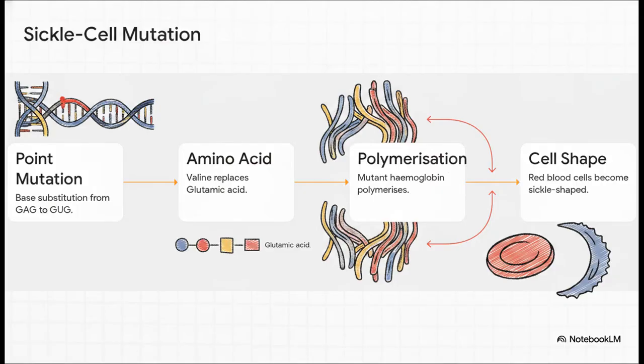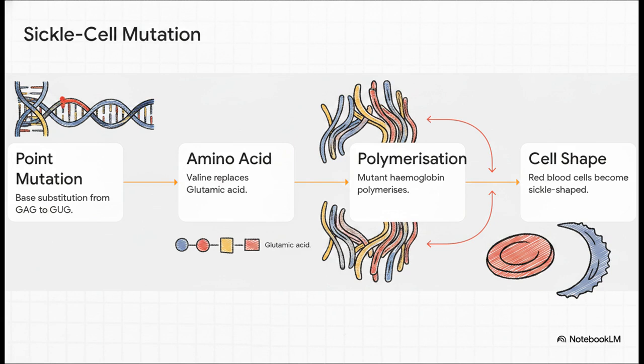It is honestly incredible how tiny this glitch is at the molecular level. Step 1, it all starts with a single base substitution at the 6th codon of the beta-globin gene. Just one letter swapped out, GAG becomes GUG. Step 2, that single typo swaps out one amino acid building block, replacing glutamic acid with valine at the 6th position of the beta-globin chain.